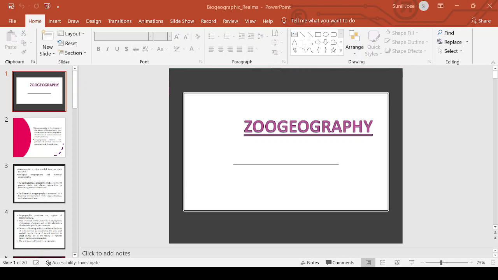Then we are going to another topic: zoogeographic provinces are regions of distinct fauna. Province simply means a large area. In India we use the term state, but in some countries, instead of state, they use the term province. So provinces are very large areas, and these large areas always show their own distinct fauna. Fauna means animals, so the animals present in one part.